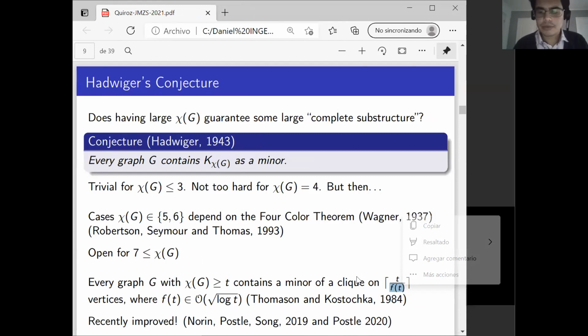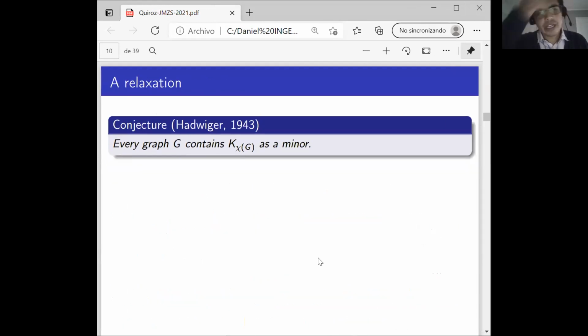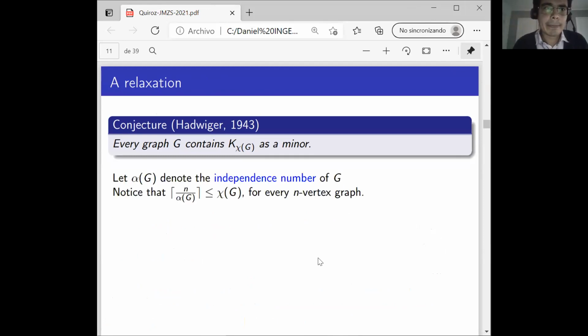But there is something much better than subgraphs. Okay, Hadwiger's conjecture, it's hard. Here it is again. Sometimes it appears suddenly, but maybe we can consider a relaxation.